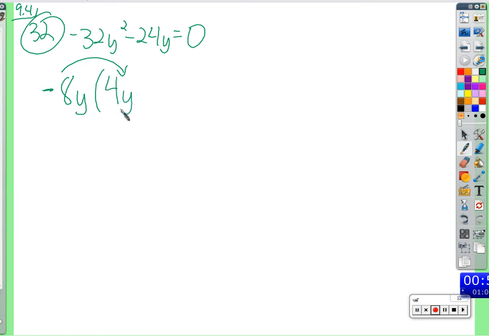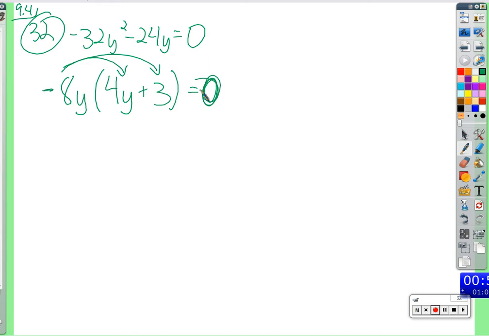How about a y as well? I'm going to get the y squared, so give them the y. Okay, so just double check in your head. Yeah, that works out. What are we going to multiply negative 8y by to get negative 24y? Positive 3? Yeah, that's right. Negative 8y times 3 is negative 24y. Okay.